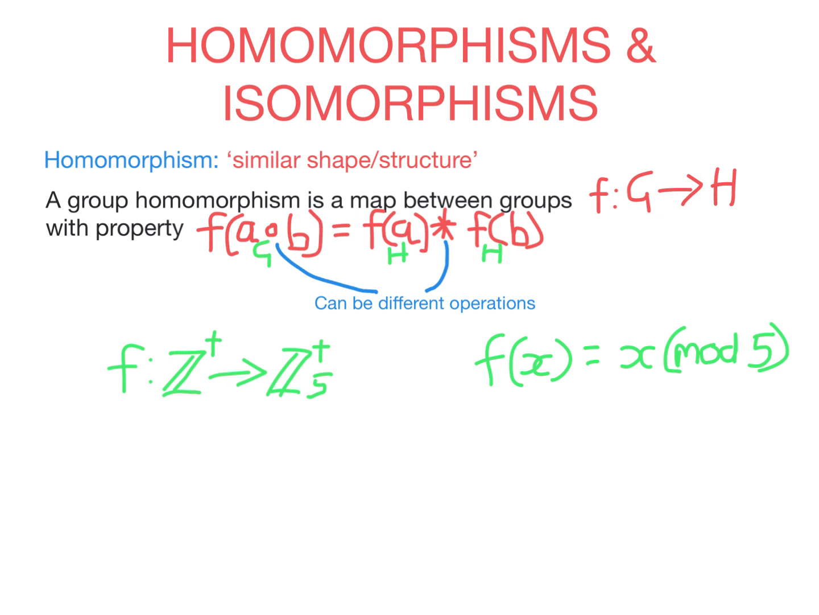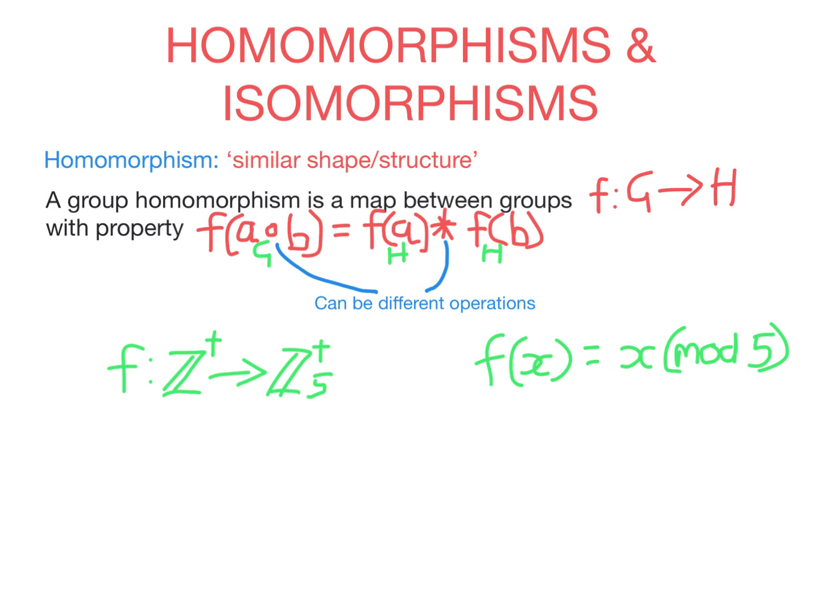But we're just looking at homomorphisms between two groups, G and H. So this just says f is the map from a group G to another group H. Now, in order for the map to constitute a homomorphism, it has to satisfy this property here. So what exactly is this saying?